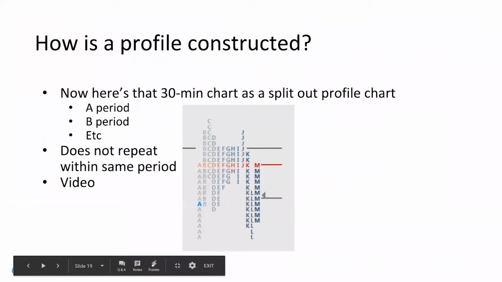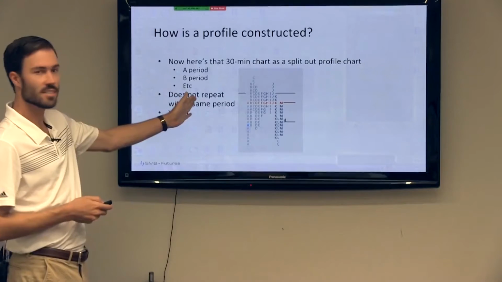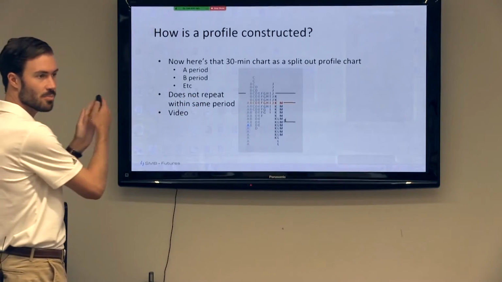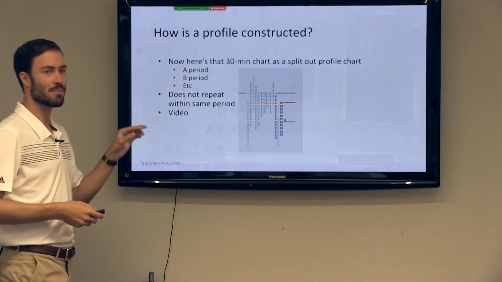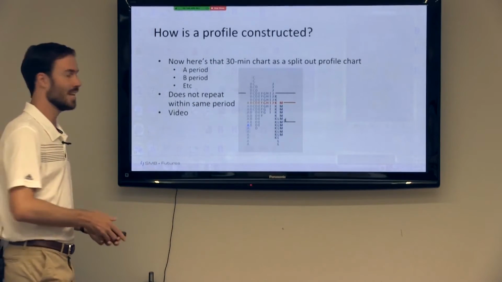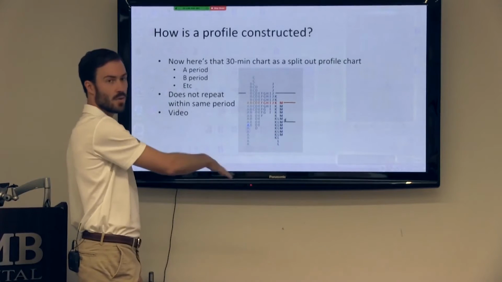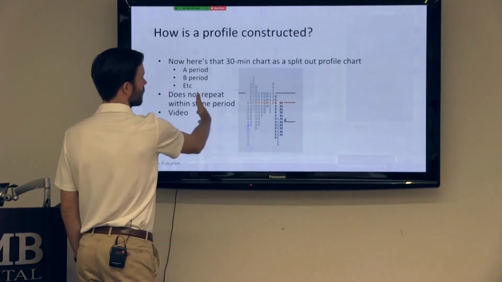Now, take a look at this. We have A, B, C, D. This is not typically how it's used. This is split out into each of those periods. Imagine the game of Tetris, and instead of everything falling down, everything falls to the left.